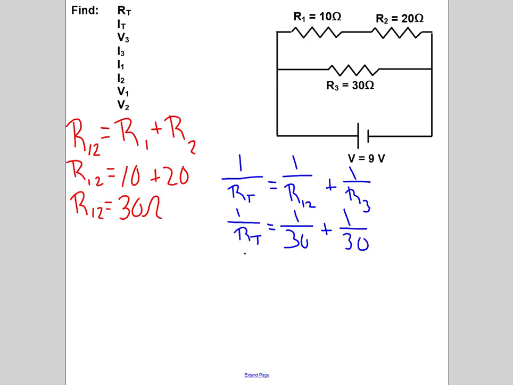In this problem, my math is pretty easy because my common denominators are there. They're both equal to 30. So I end up with 1 over my total resistance equals 2 over 30. And I can reduce that fraction to say 1 over my total resistance equals 1 over 15.